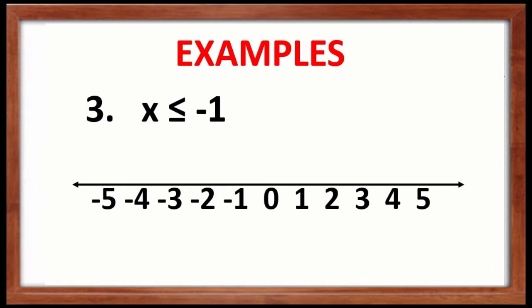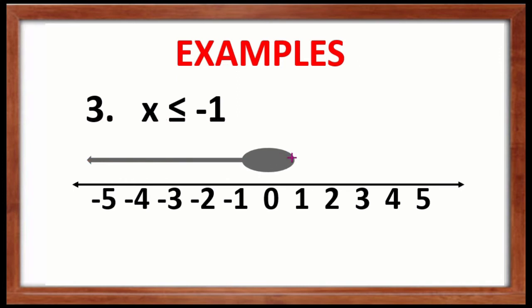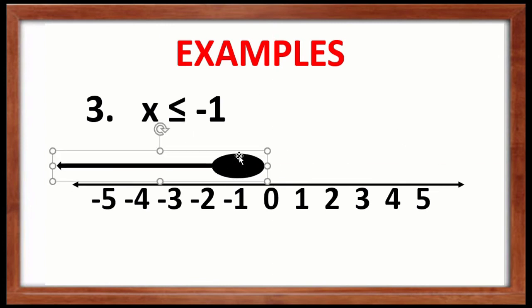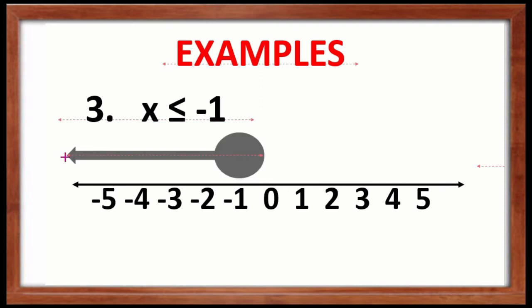Example number 3, we have x is less than or equal to negative 1. As we can see, this is our number line. We use the inequality symbol which is less than or equal to, meaning the nose point location is going to the left side. Therefore, we will be using this symbol. We will use the solid circle. Why? Because this is less than or equal to. From negative 1, the location of the arrow is going to the left side.